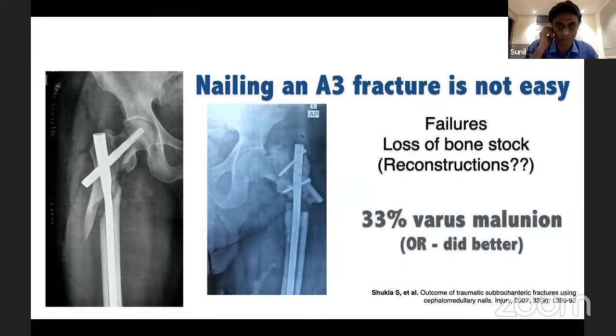And if you look at the literature, even if they succeed, the amount of varus malunion you get in the proximal femur is tremendously high, around 33%. And these patients never do normally. They might still have a hip that is functioning, but they do have a lot of limitations. And even in this series, patients who had open reduction did better in terms of achieving a normal proximal femoral anatomy, which you need to keep in mind as well.